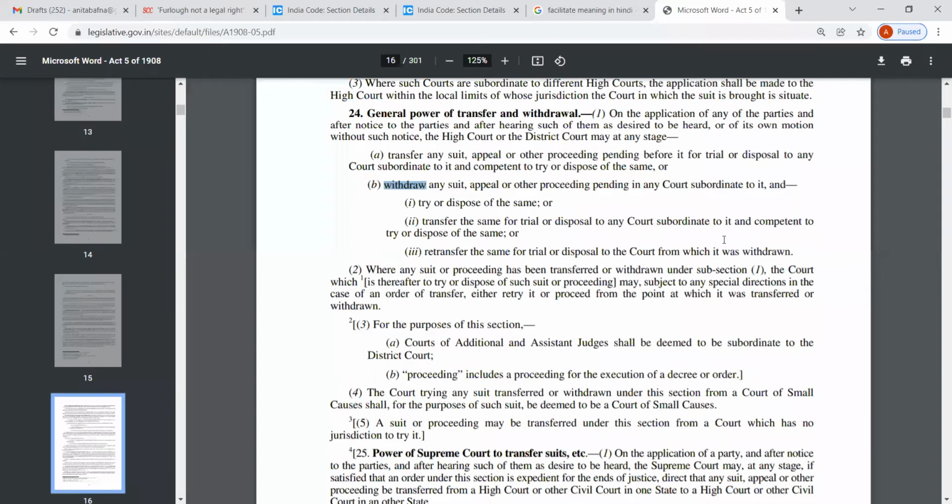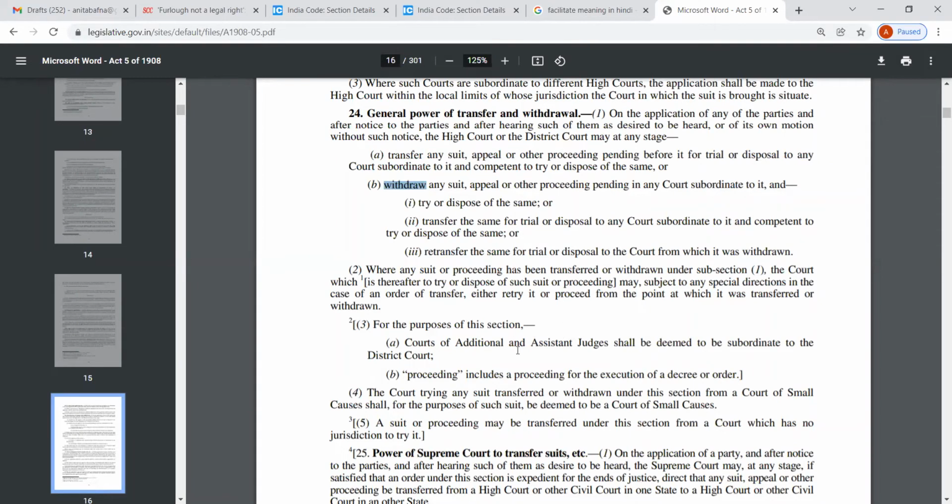So let's understand कि हाई कोर्ट has a power here, to simplify, competent to try and dispose of the same or retransfer the same for trial or disposal to the court from which it was withdrawn. हो सकता है उसी को retransfer कर दे जिसने जहां से कोर्ट केस withdraw किया है. Where any suit or proceeding has been transferred or withdrawn under subsection 1, the court which is thereafter to try or dispose of such suit or proceeding may, subject to any special directions in the case of an order of transfer, either retry it or proceed from the point at which it was transferred or withdrawn.